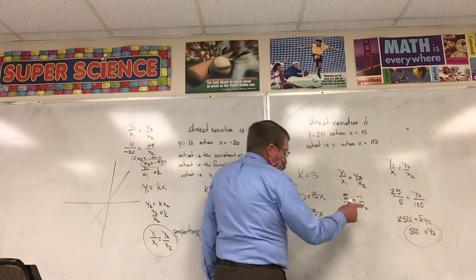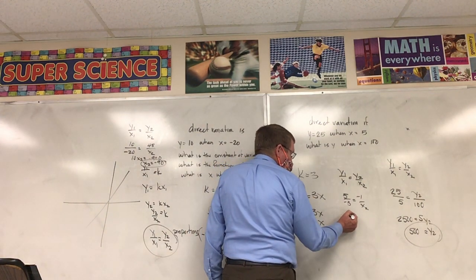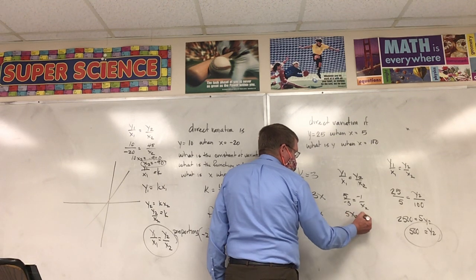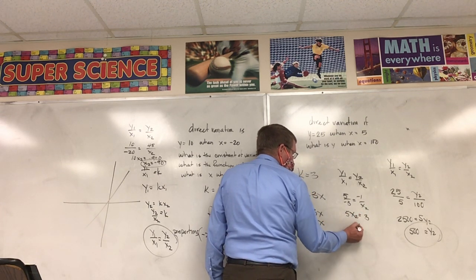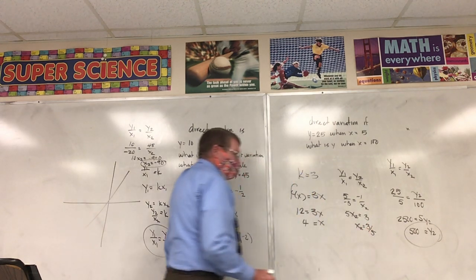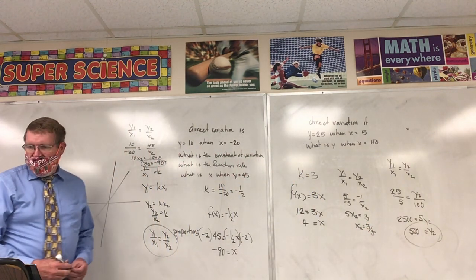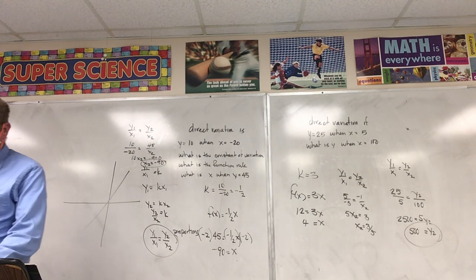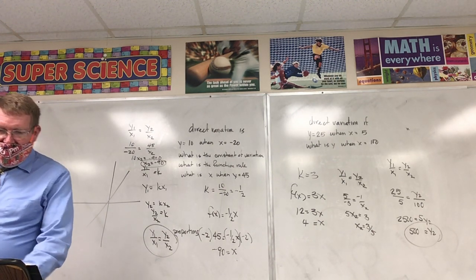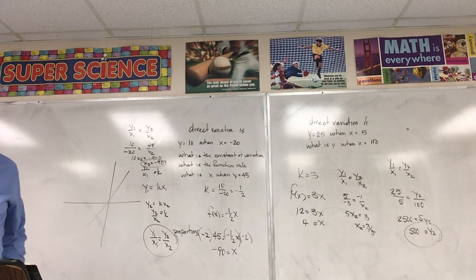What will I do? Cross multiply. And then divide. X equals 3/5. Alright, so you can use either method. Either method. Alright, turn the page to page 72.